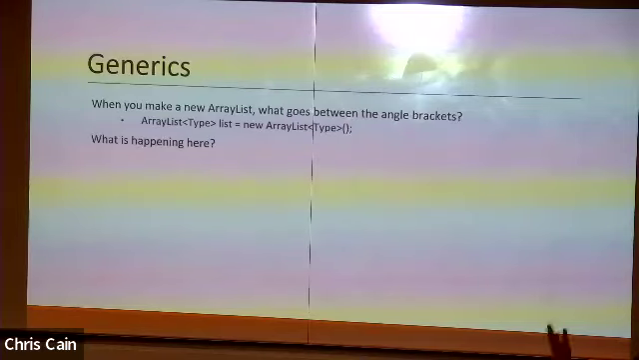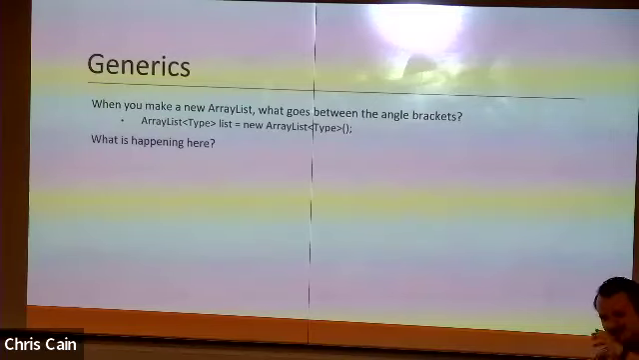Just take a stab in the dark if you have no idea, but what do we think happens with this type? If someone could try to explain this in a way that makes sense, how does it make sense to you? Yeah. The array list is set up with basically just a placeholder. So when you put the type in there, it fills it in. Yeah, that's exactly what's happening.